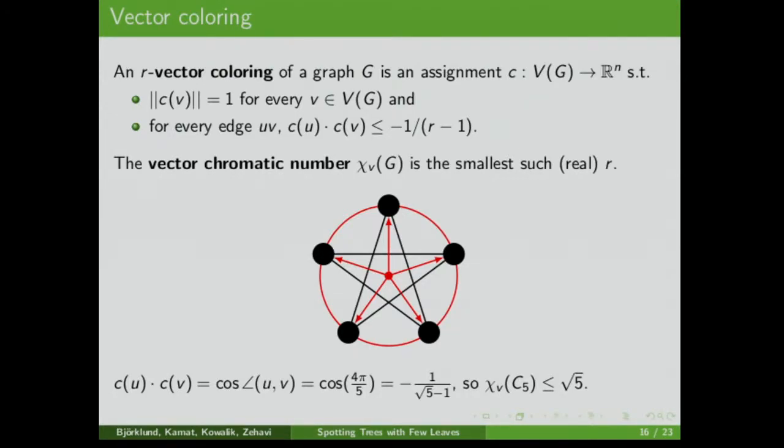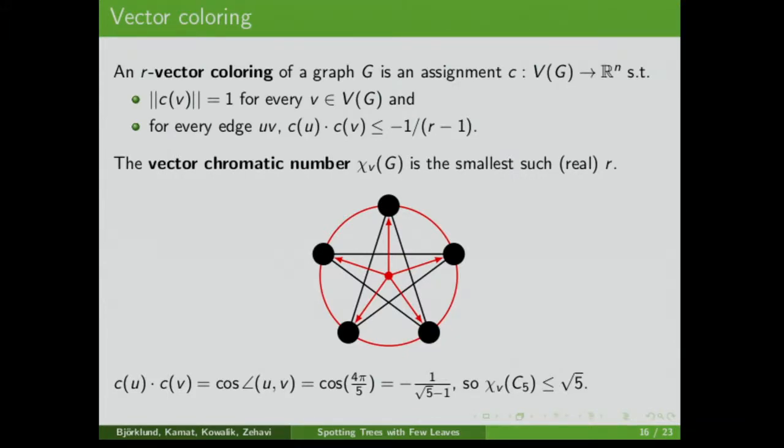What's the intuition? What is the dot product? This is cosine, roughly, right? From 0 to pi, cosine is decreasing. So if you want to have a small dot product, it means you want to have a big angle. Yes, and it makes sense. In coloring, you want adjacent vertices to get something different. So it forces them to be very different.